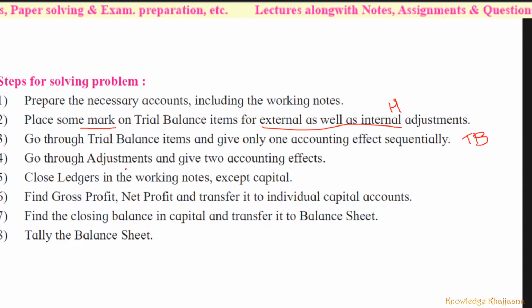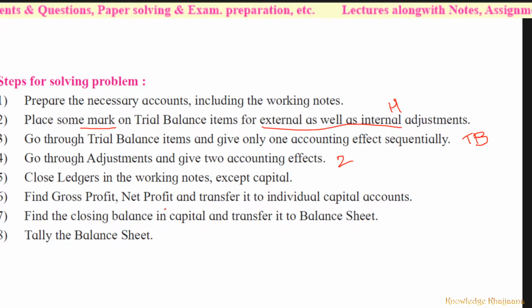Go through the adjustments and give two effects for the adjustments. Then close the ledgers in the working notes except capital. Except the capital account, close all the ledgers. All the ledgers means all the books, the profit and loss account and the trading account.